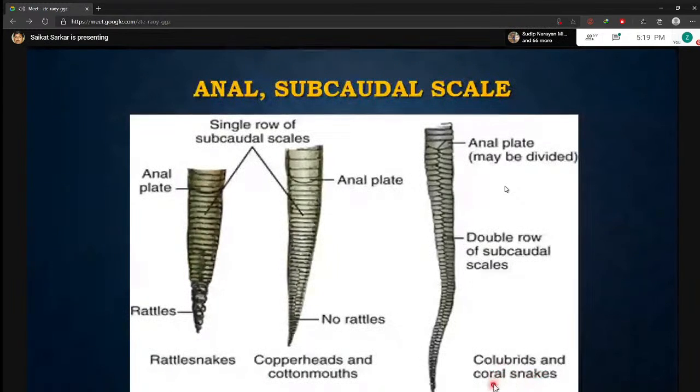Okay, we have got Asian coral snakes, we have got American coral snakes, doesn't matter. But the colubrids and the coral snakes both have a divided anal plate as well as a double row of subcaudals. So again, it is another proof that being divided or not divided has absolutely nothing to do with being venomous or non-venomous.